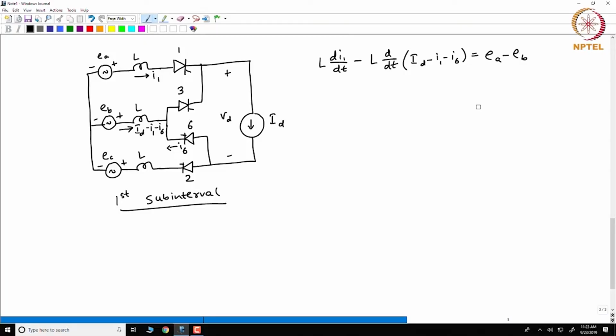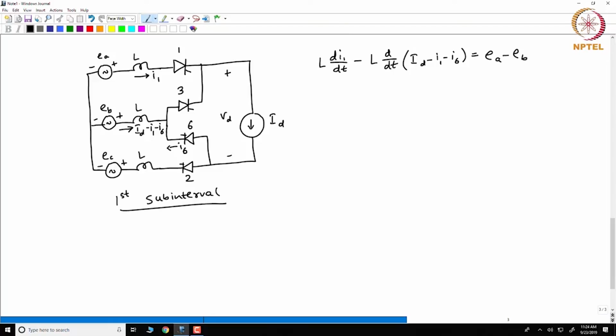I need not solve. Please note, I have to just get the equation in the standard form. The standard form is a first order differential equation where on the left hand side I have the first derivative of the state variable with respect to time. The right hand side is a linear function of states and input in general. But I will not have it in the required form because both state variables I1 and I6 are in the same equation. So I will first write the other equation also and then try to simplify.